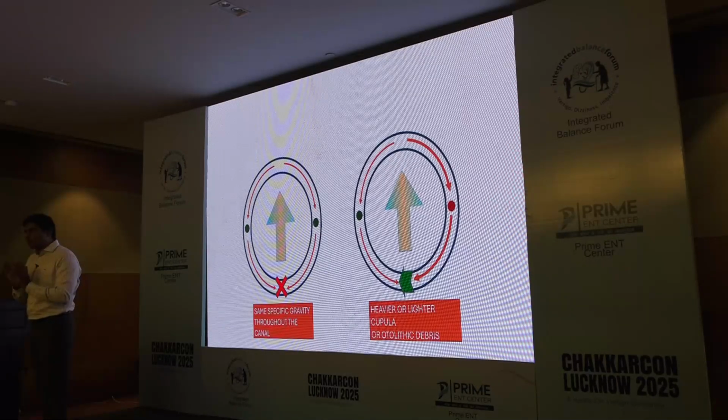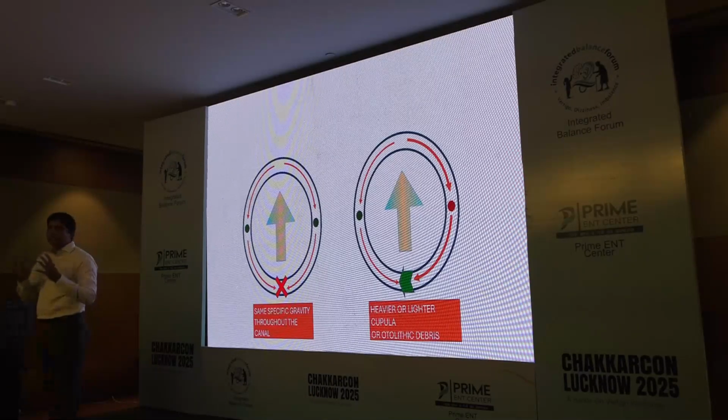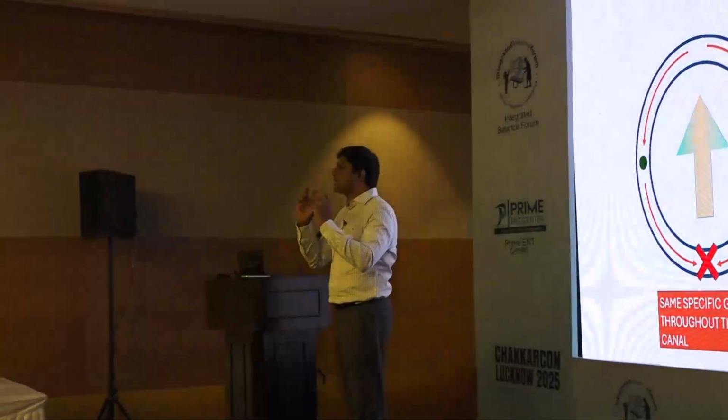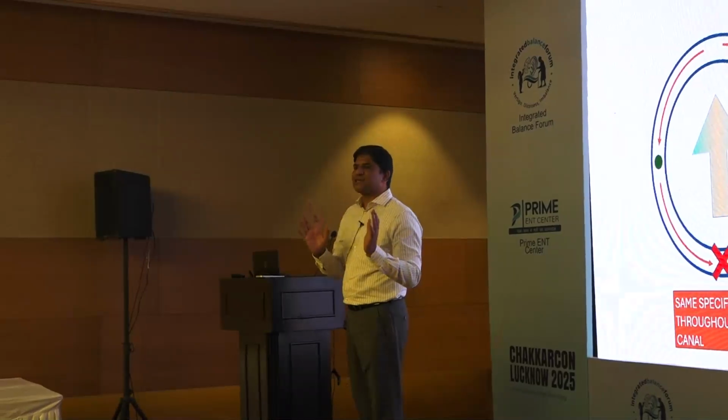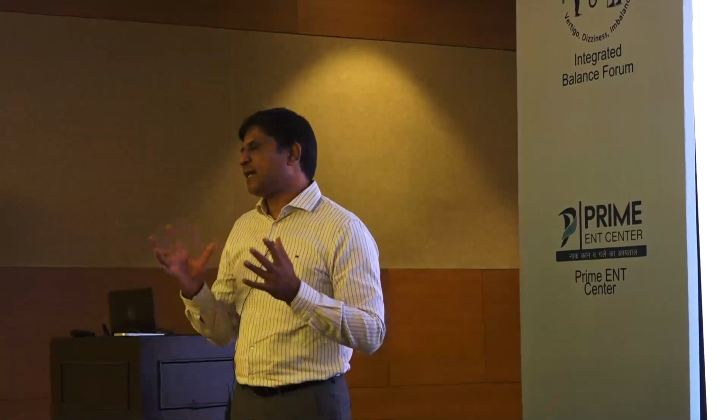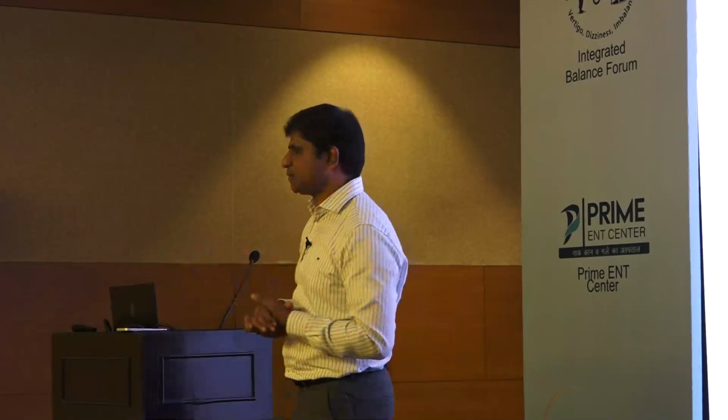But the saccular otoconia, if they become loose, they cannot enter the semicircular canal. They cause other symptoms, but they cannot enter the semicircular canal. Utricular otoconia, when they become loose, don't stay in the utricular cavity. They go to other structures that are connected to the utricle. All three semicircular canals are connected to the utricle.